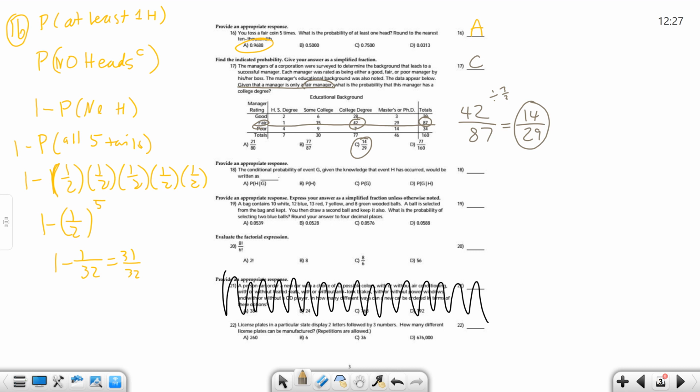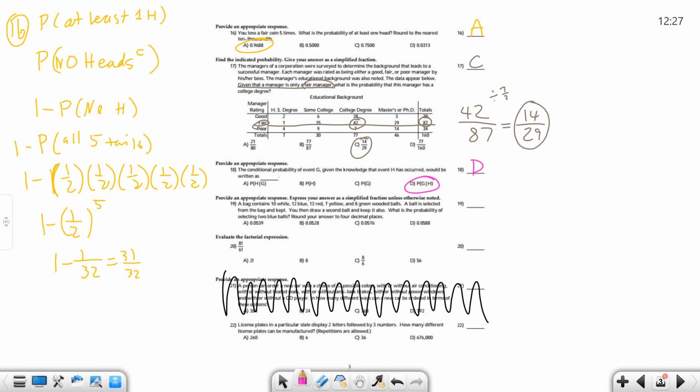18, the conditional probability of an event G, given that H has occurred, is written as what? P of G given H, right? G given H, which is D there. The G comes before the vertical line. The probability of event G given the fact that we know H has already occurred.